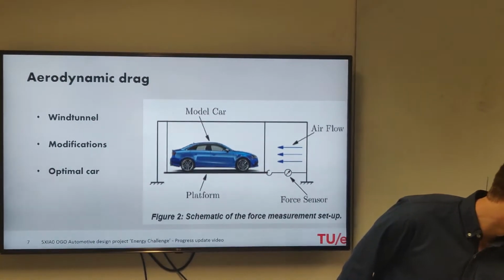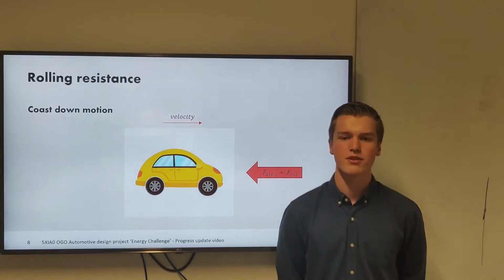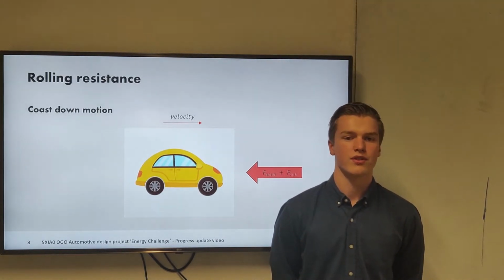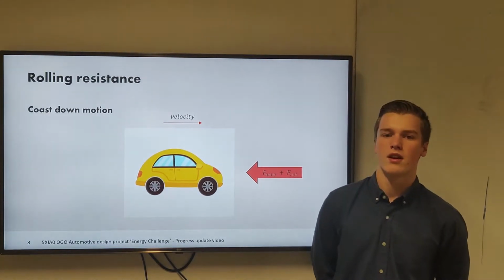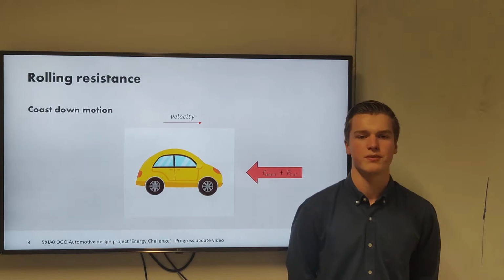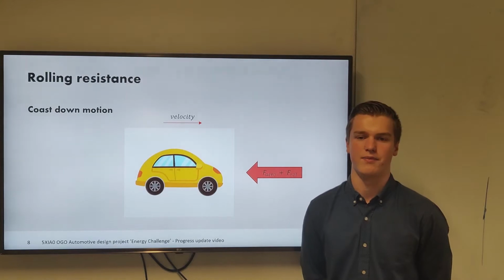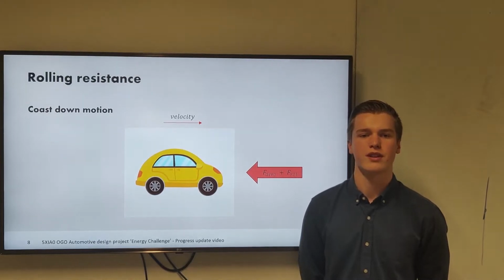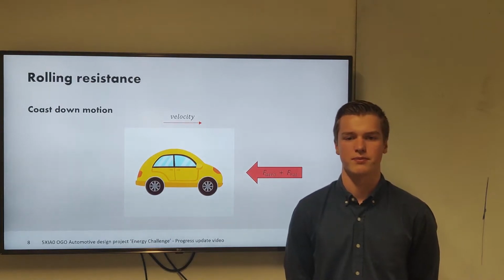Then the last test we've been working on is the rolling resistance test. The purpose of this test is to determine the car's rolling resistance at different conditions. This will be done in the form of a coast-down test. During a coast-down test, the vehicle will experience a negative acceleration, which eventually will result in a standstill. This is caused by the fact that opposing forces act on the vehicle during the coast-down motion. One of these forces is the rolling resistance.